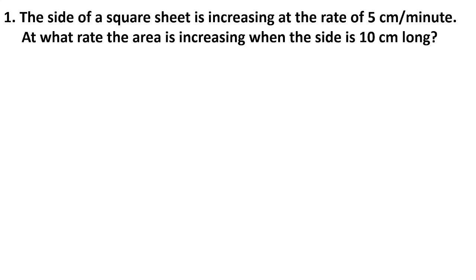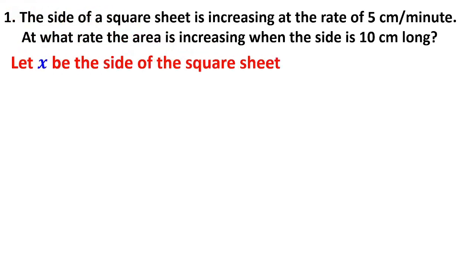Let us go to question number 1. The side of a square sheet is increasing at the rate of 5 cm per minute. At what rate the area is increasing when the side is 10 cm long? Now let x be the side of the square, and dx by dt is given as 5. It is given as increasing, therefore you have to take it as plus 5.